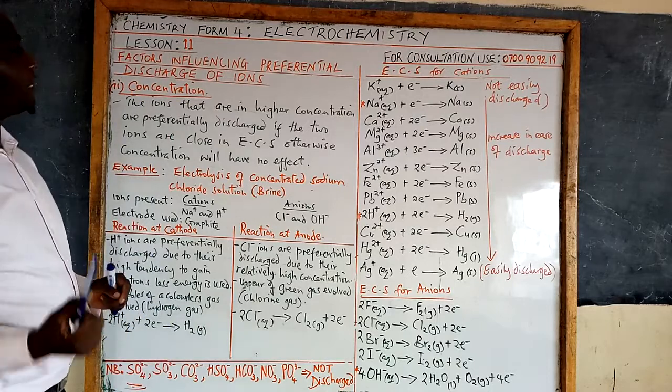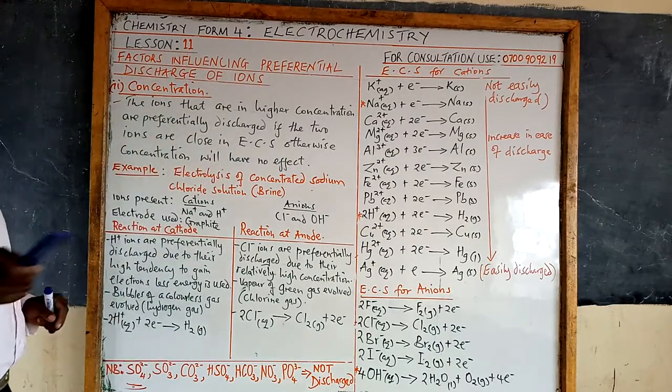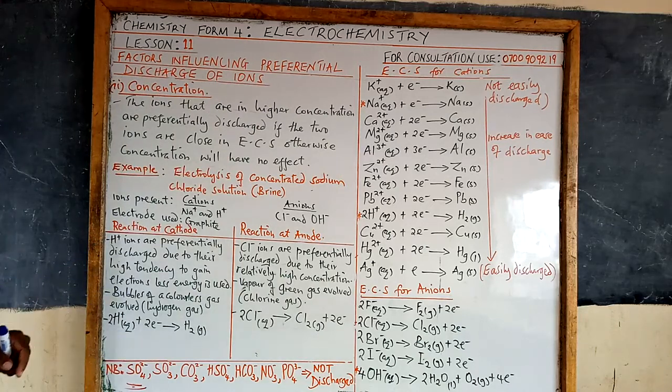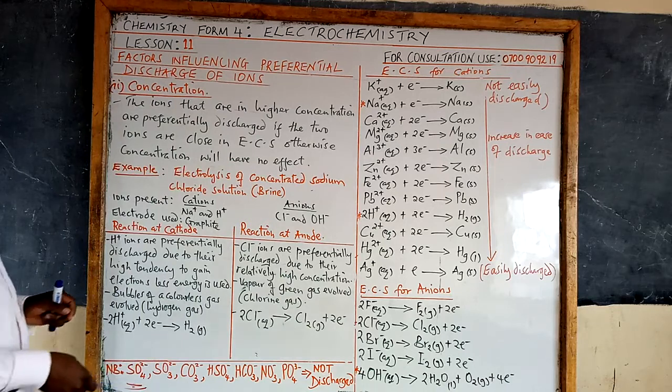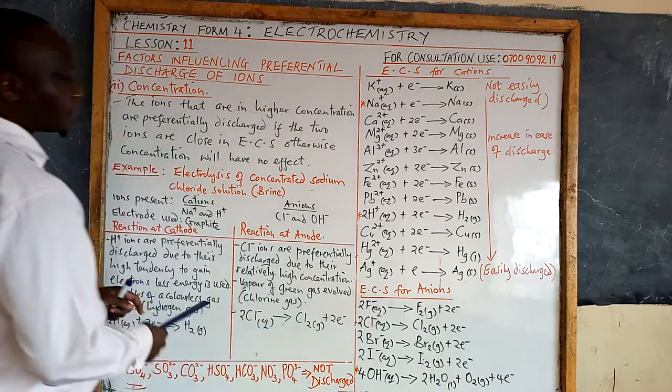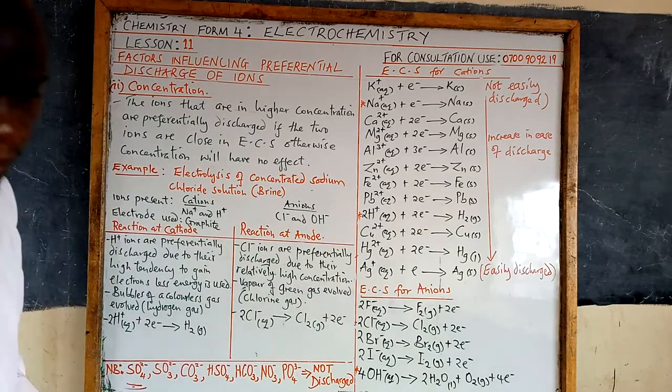So we are discussing lesson 10, factors which influence preferential discharge. The first factor that we know is the position of the ion in the electrochemical series. This is the electrochemical series that we are referring to, for the cations and for the anions.